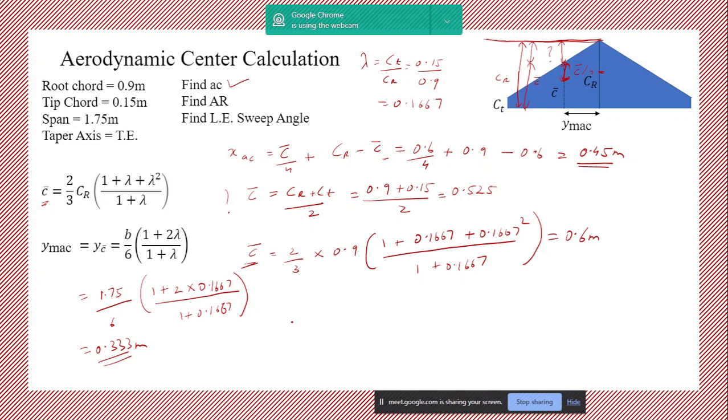Next is aspect ratio. Aspect ratio is B square by S. Now B is given to you as 1.75. So 1.75 square by S. What is the area of the surface? How do you calculate the area of the surface? Just tell me the formula or the values. Yes. So what two parts?